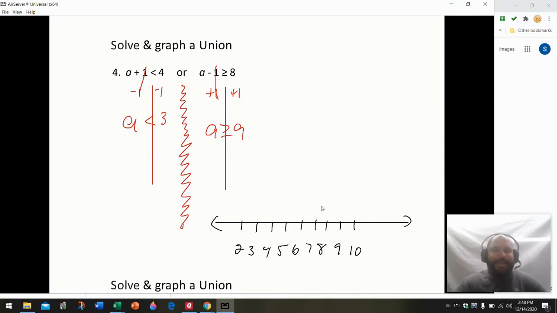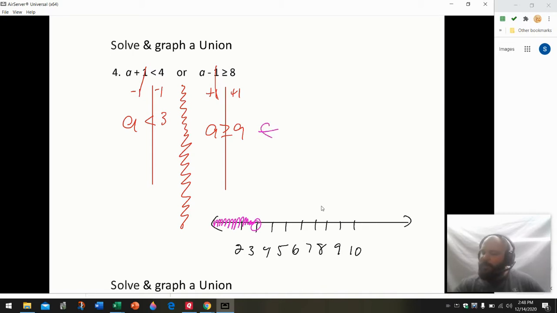The first one says a is less than 3. So that particular one, a is less than 3, I'm going to put an open dot on 3 because it's less than. And then the numbers that are less than 3 are over here. So I shade to that side.